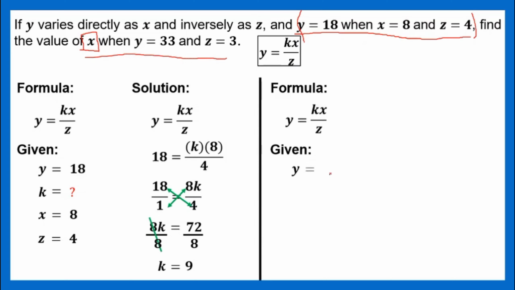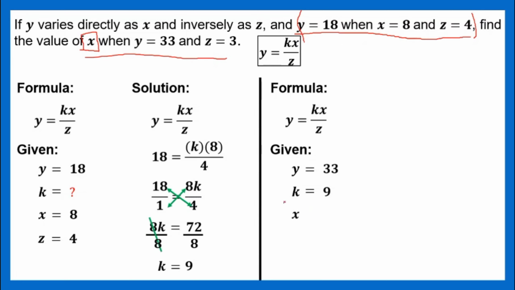So, ang given natin dyan na y is equal to 33. Tama? Tapos, ang k natin, wala dyang binanggit. Pero sabi natin, kung ano ang k nito, siya rin ang k nito. So, therefore, this k is equal to 9. 9 din dun sa kabila. Pareho sila ng variable or ng constant of variation. And that is 9. Next.